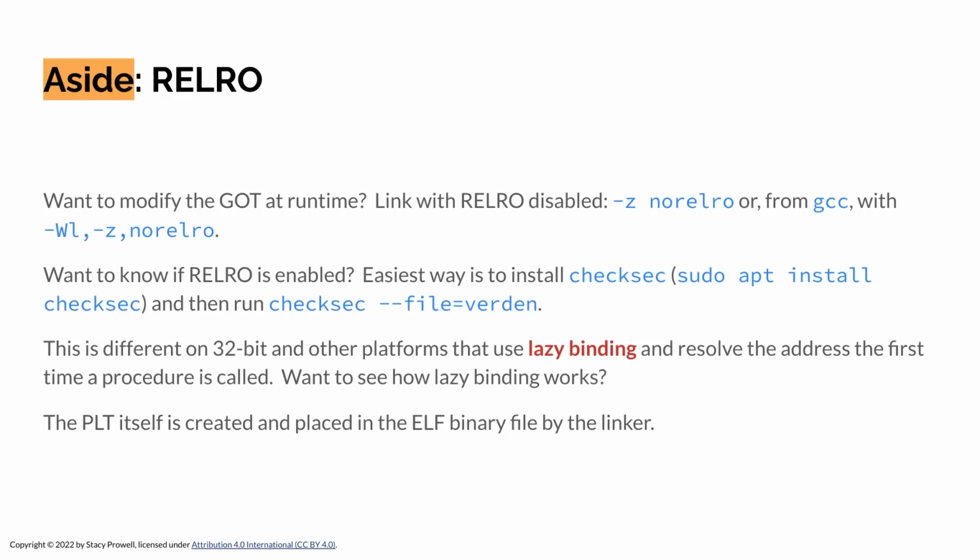Oh, wait, you want to modify the GOT at runtime? You can turn that off. You can link with relocation read-only disabled. That's -z norelro if you're using LD. If you're trying to do it from GCC, you have to use this cryptic way of passing a switch to the linker, -Wl,-z,norelro. Do you want to know if it's enabled? You can use something called checksec. So sudo apt install checksec will install it. This actually checks the security features of a particular executable, and so then we can run checksec and give it a file, and it will tell us about it.